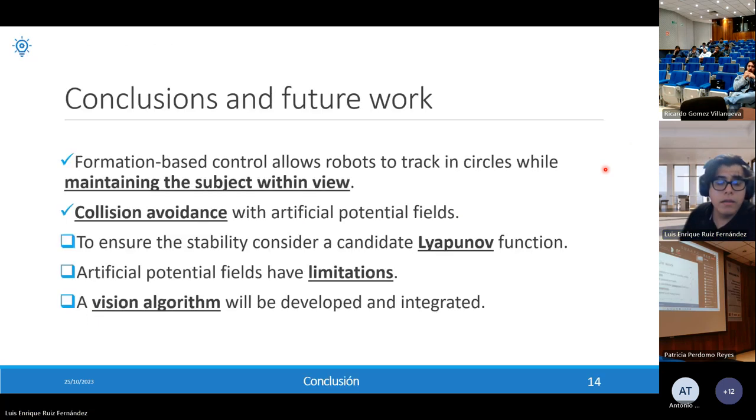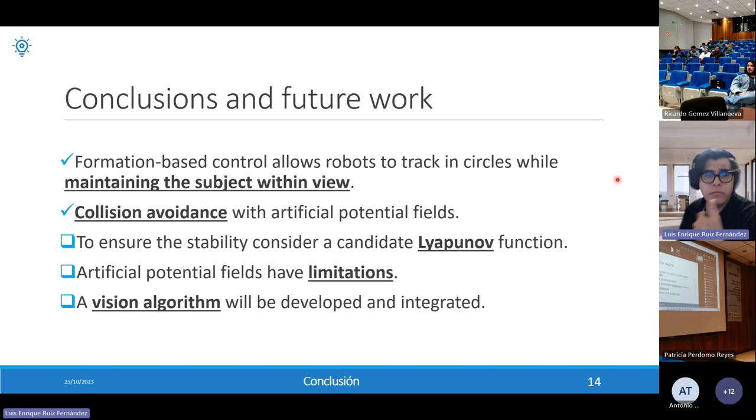So then I have these conclusions and future work. As we can see in the first two points of these conclusions, we achieved the formation successfully. We are keeping the formation around the subject and keeping the subject in view, inside the field of view, even when the subject is moving and even when the robots are making avoidance. So that's cool. And for collision avoidance, as we can see in the simulations, the robots are able to make avoidance with convex obstacles.